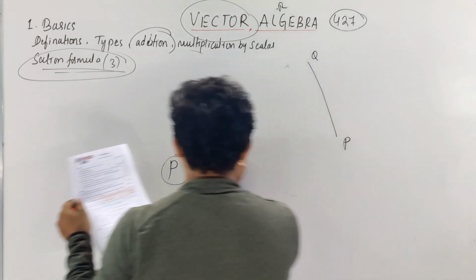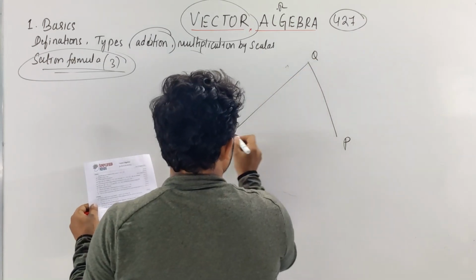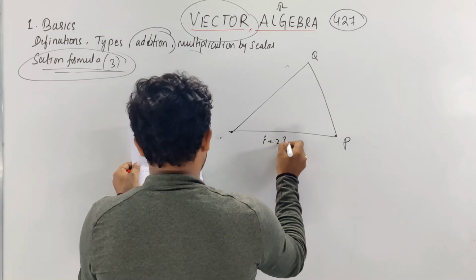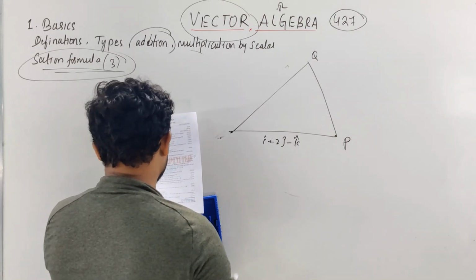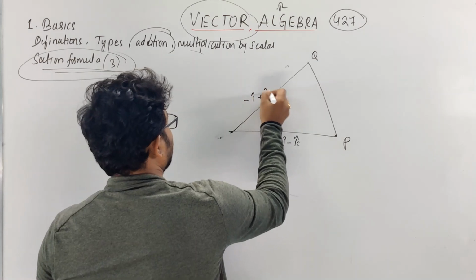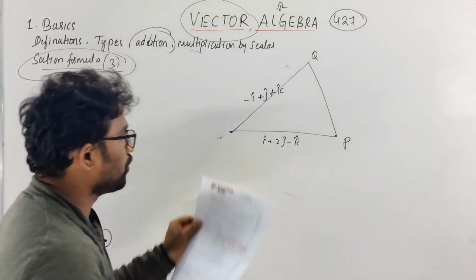So position vector of P, I'll directly write it here. Position vector of P is i cap + 2j cap - k cap, they have given. Then they have also given position vector of Q as -i cap + j cap + k cap. This divides the ratio 2:1.